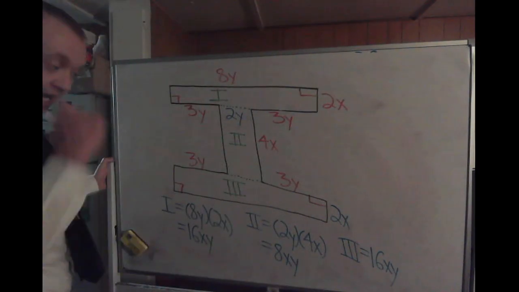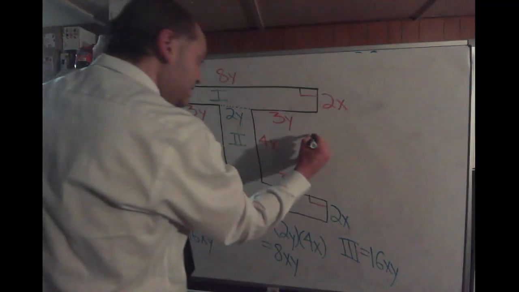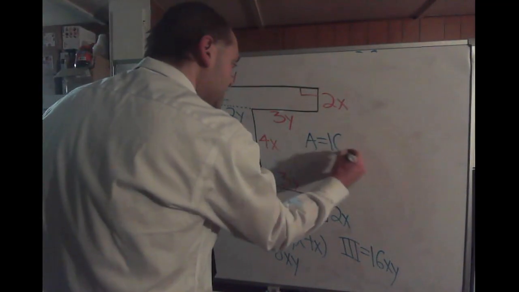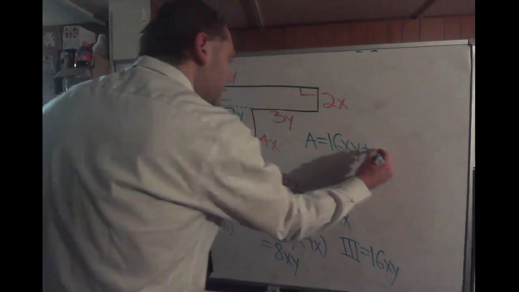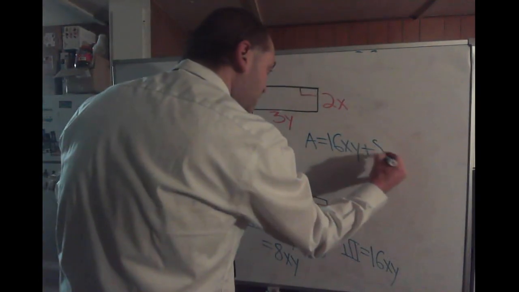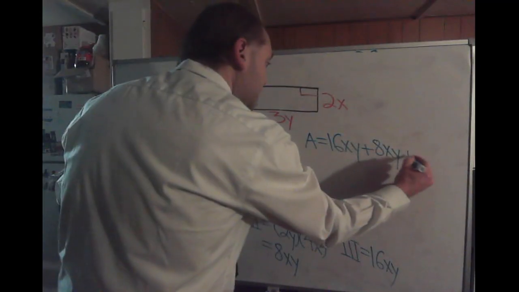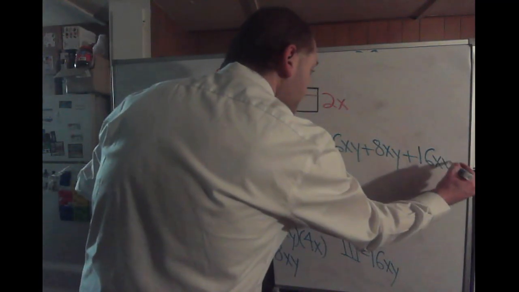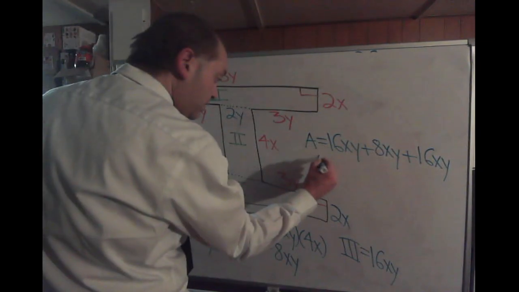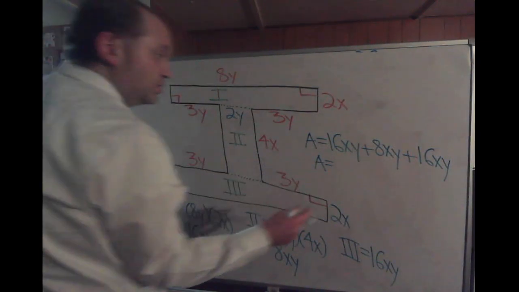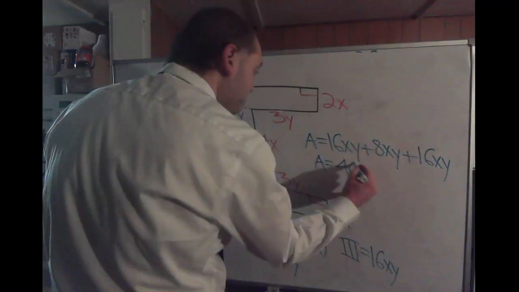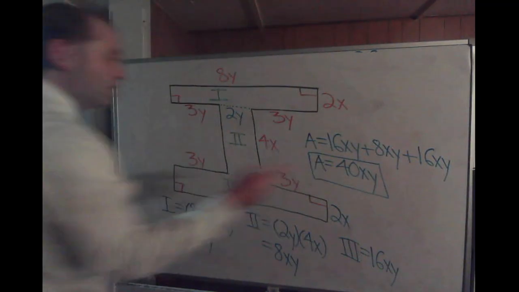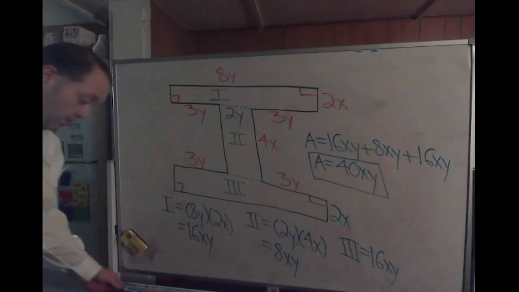So now we have each 3 regions separately. The area is going to be equal to the area of region 1, which is 16xy, plus the area of region 2, which is 8xy, plus the area of region 3, which is another 16xy, which then would give you, of course, that the area is equal to 40xy. So the area of this gigantic letter I is equal to 40xy.